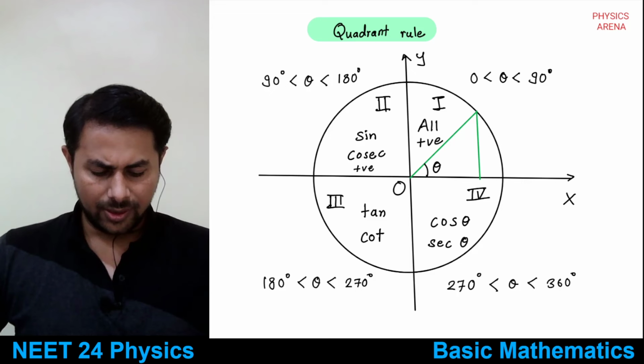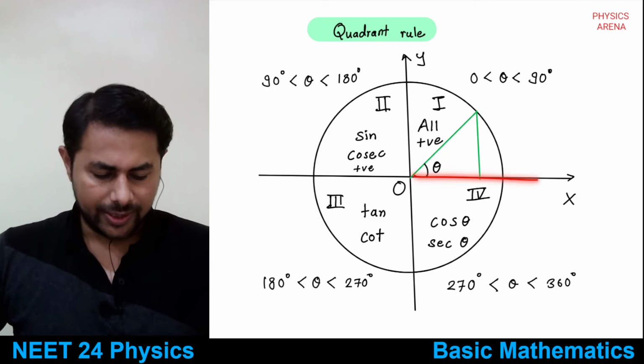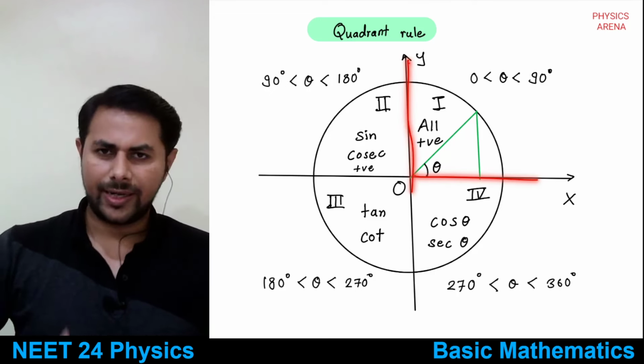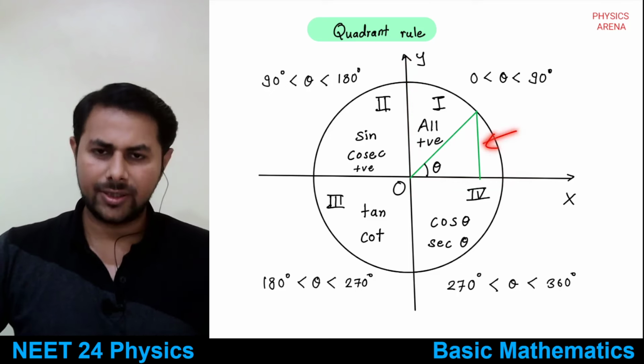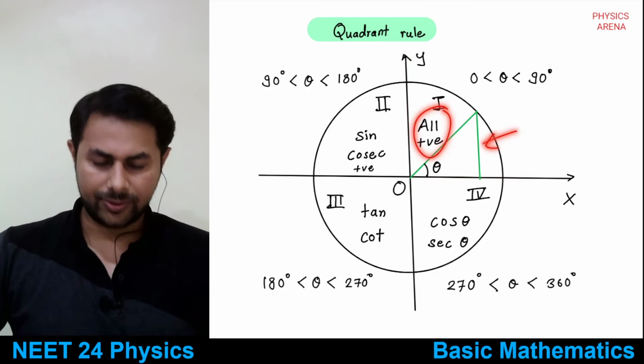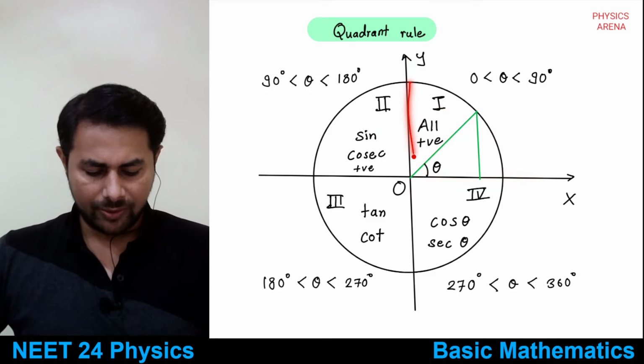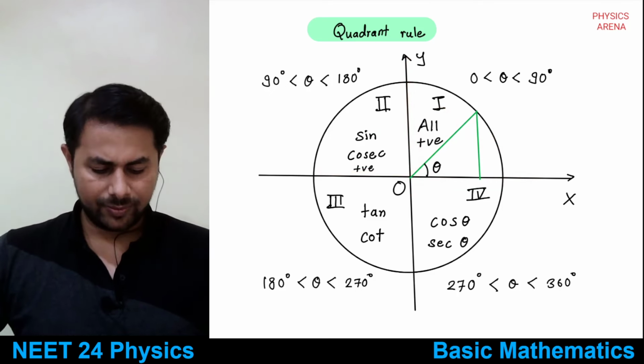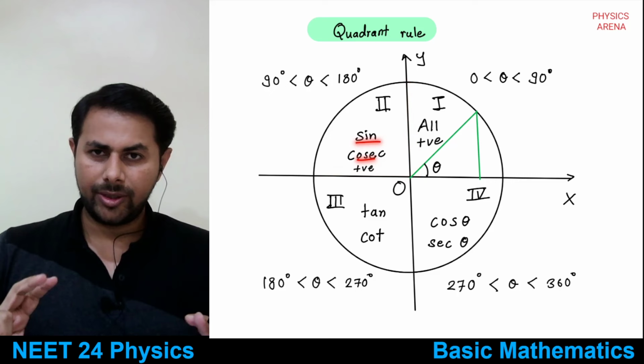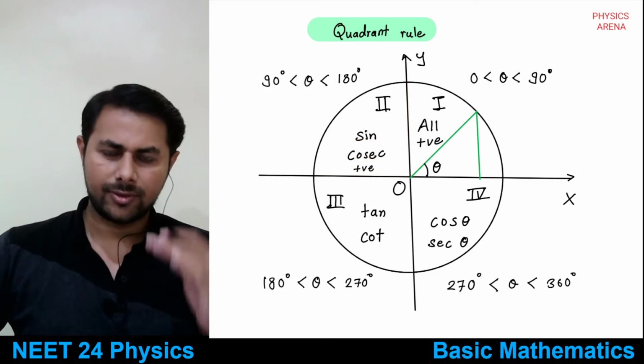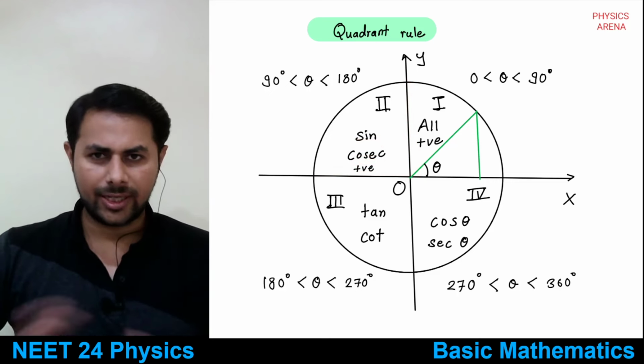Okay, good. So just remember, x is positive, y is also positive in the first quadrant. So all ratios would be positive. When you go to the second quadrant, y is positive but x would be negative. So sine and cosec would be positive. Cos will be negative, so 1 upon cos is negative.